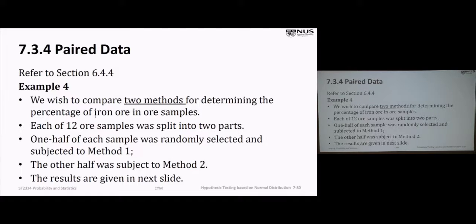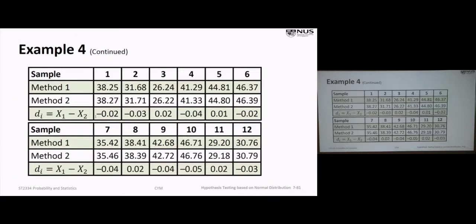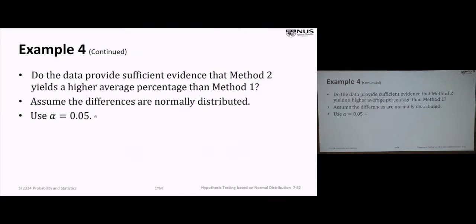It doesn't really tell you what method one is. They basically are two different methods for determining the percentage of iron ore in an ore sample. Okay, very exciting. So the question we're asking ourselves is, do the data provide sufficient evidence that method two is better on average than method one? We're in the scenario where the differences are IID Gaussians, and we're using a significance level of 0.05.